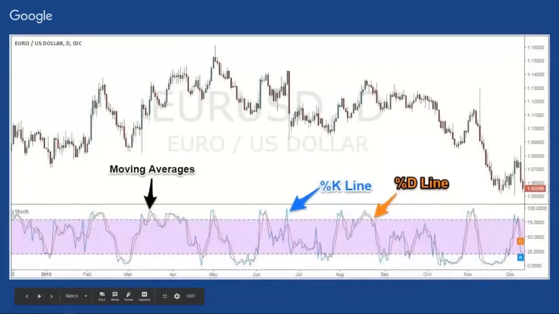Okay, for now, just know that the two lines of which the stochastic is made consist of moving averages, the %K line and the %D line. The %K line is calculated using the close and a 14-period average of the high and low prices, and the %D is simply a 3-period moving average of the %K line. So the %K line is the faster and more responsive of the two. In this image, the %K line is blue and the %D line is orange.